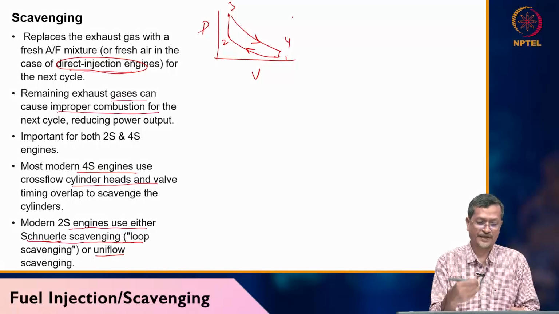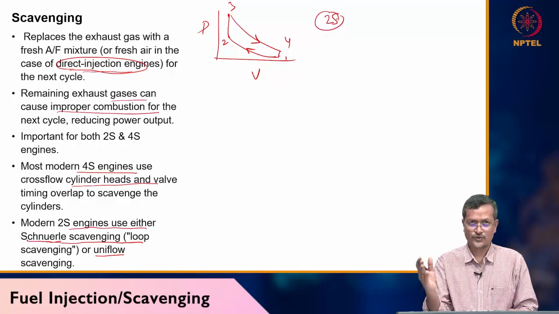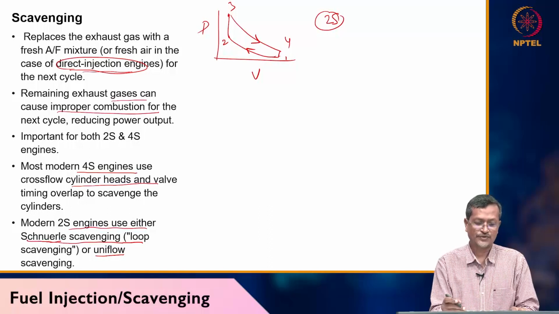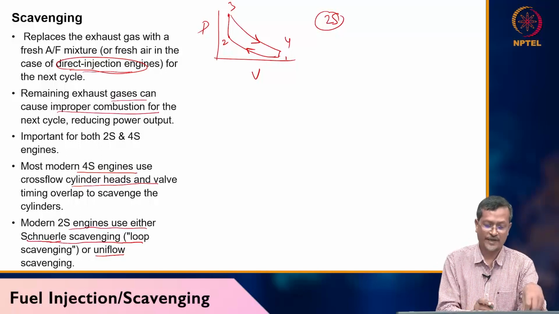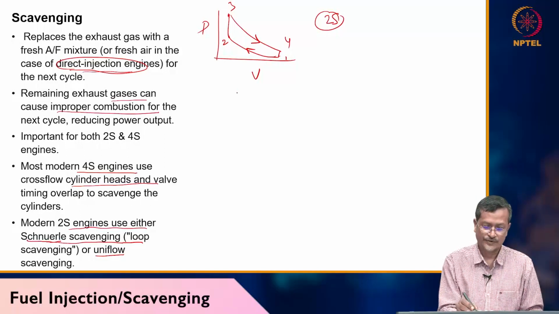Scavenging is the term normally used for the two-stroke engine. In the four-stroke engine we have a separate exhaust stroke, so the burnt gas is removed there, but in the two-stroke we don't have a separate stroke. That's why scavenging is very important for the two-stroke engine. There are three types of scavenging systems in mechanical design: cross-flow, loop scavenging, and uniflow scavenging. Let's see them one by one.